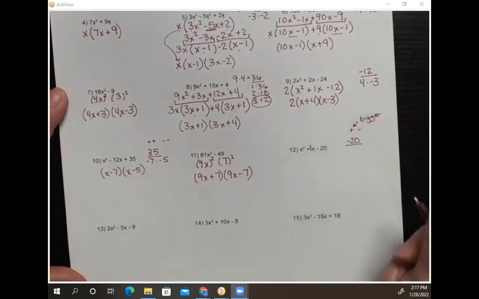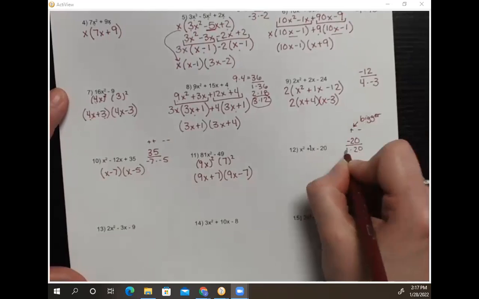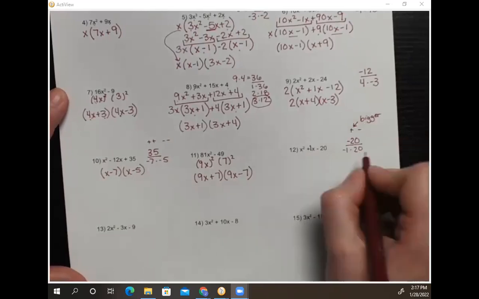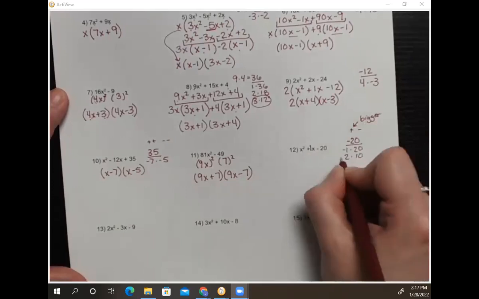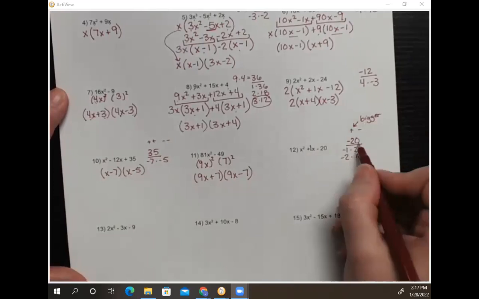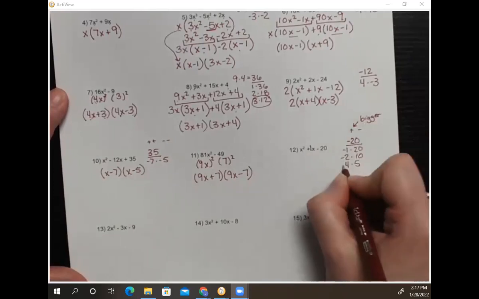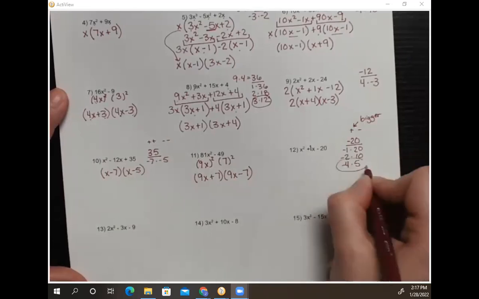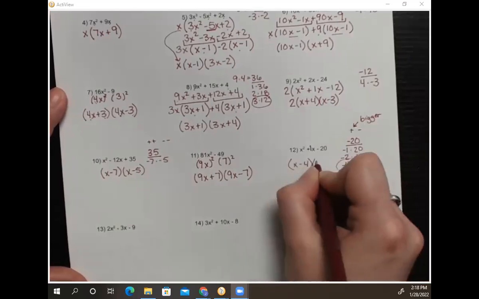Okay, so I could do 1 times 20. The positive factor is the bigger one, so our 1 would be negative. That adds to 19. That's not it. I could do 2 times 10. This would add to 8. 20 is not divisible by 3. It is divisible by 4. 4 times 5. And negative 4 plus 5 would give us positive 1. So those are the factors that I want. So this would be x minus 4 times x plus 5.